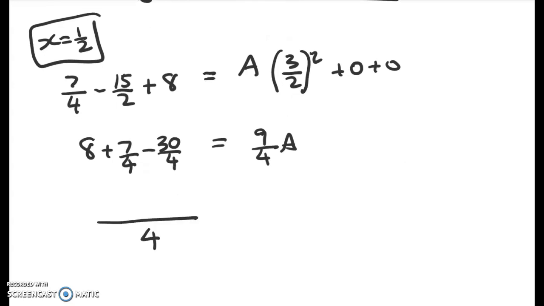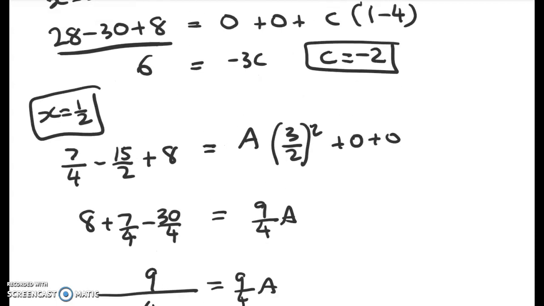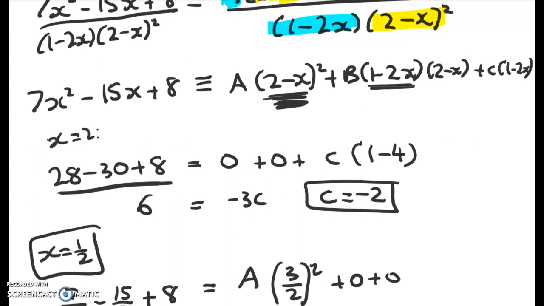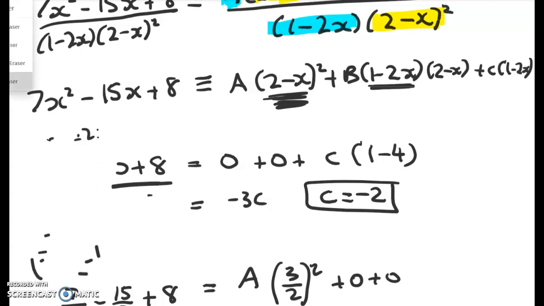32, take away 30 is 2, plus 7 is 9. So 9 over 4 equals 9 over 4a. A is equal to 1. So the last thing I've got to do is figure out b. But I've got a and c now, so we can use those. So I'll just give myself a little bit more room. Let's just get rid of all of this.